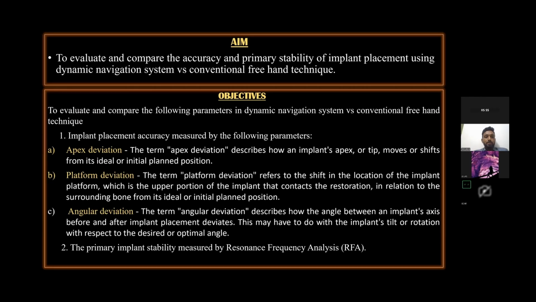The objectives of my study were to evaluate apex deviation, which is how the implant apex or the tip moves from its initially planned position. The platform deviation refers to a shift in the location of the platform, which is the upper portion of the implant that connects the restoration, from its ideal or initially planned position. The angular deviation is the angle between the implant before and after placement that deviates. This may have to do with the implant tilt with respect to the desired or optimal angle. The secondary outcome is the implant stability, which is measured using resonance frequency analysis.